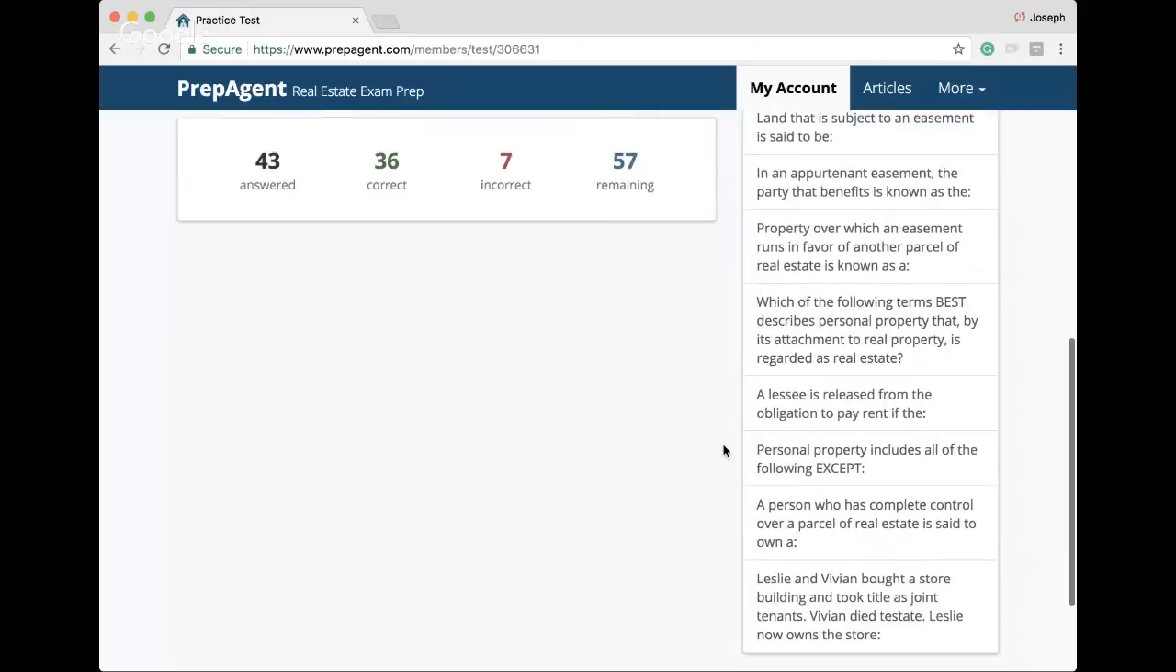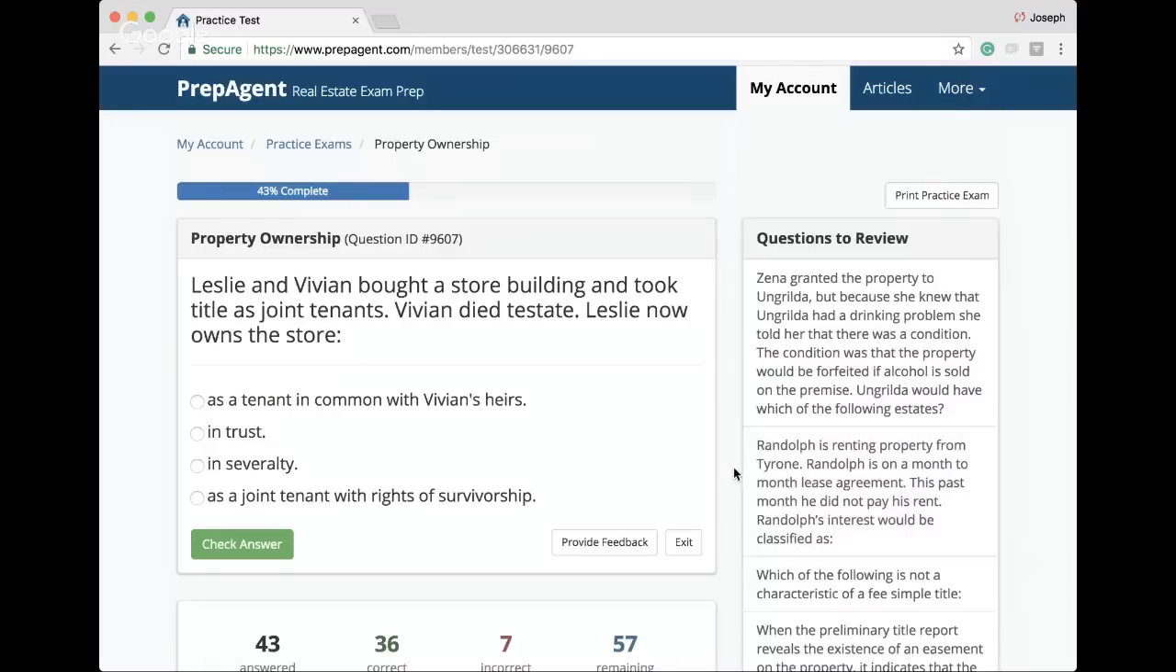You showed a really good understanding. We're going to do one more question. Let's hope everybody gets this right. Let me find a really good one here. So this relates to what we just spoke about. Leslie and Vivian bought a store building and took title as joint tenants. Vivian died testate. Leslie now owns the store. Is it as a tenant in common with Vivian's heirs, in trust, in severalty, or as joint tenants with the right of survivorship? What do you guys think? It's a little trickier, and this goes back to what we just spoke about.